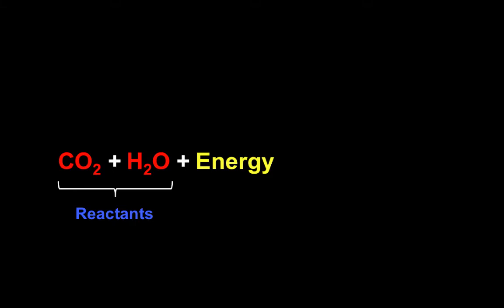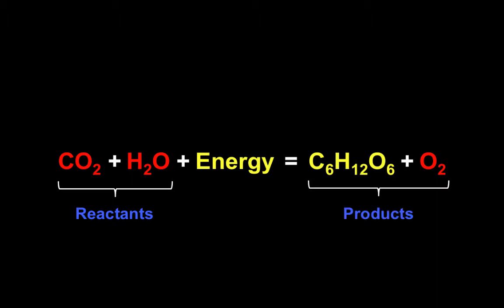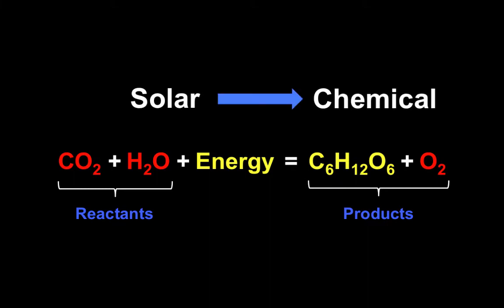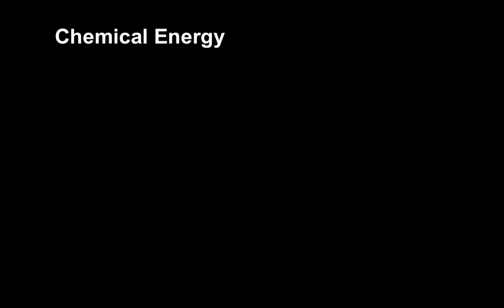When we look at this process, the full equation, we have CO2 plus H2O. Those are my reactants, the things that go in. I'm going to take energy, and then I'm going to turn that into glucose and oxygen, and those would be my products. And the energy transformation that's occurred is I've gone from solar energy and converted it to chemical energy, having been stored in the bonds of glucose.